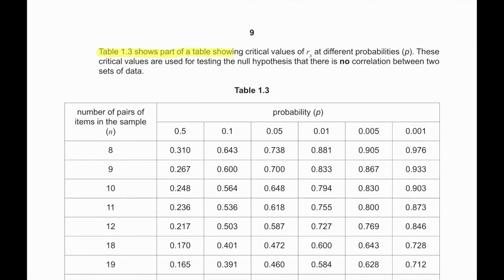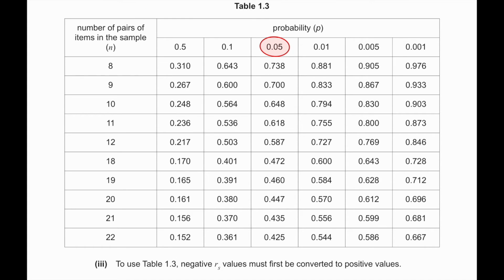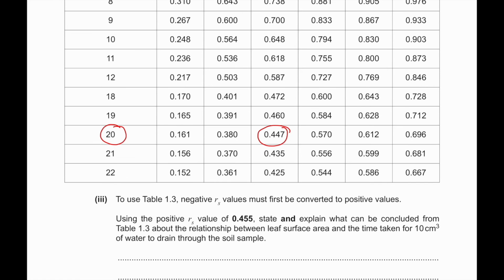Table 1.3 shows part of a table showing critical values of RS at different probabilities P. These critical values are used for testing the null hypothesis that there is no correlation between two sets of data. Our exam probability is 0.05 and the number of pairs of items in the sample in this case is actually 20, so it will be 0.447. To use the table 1.3, negative RS values must first be converted to positive values.